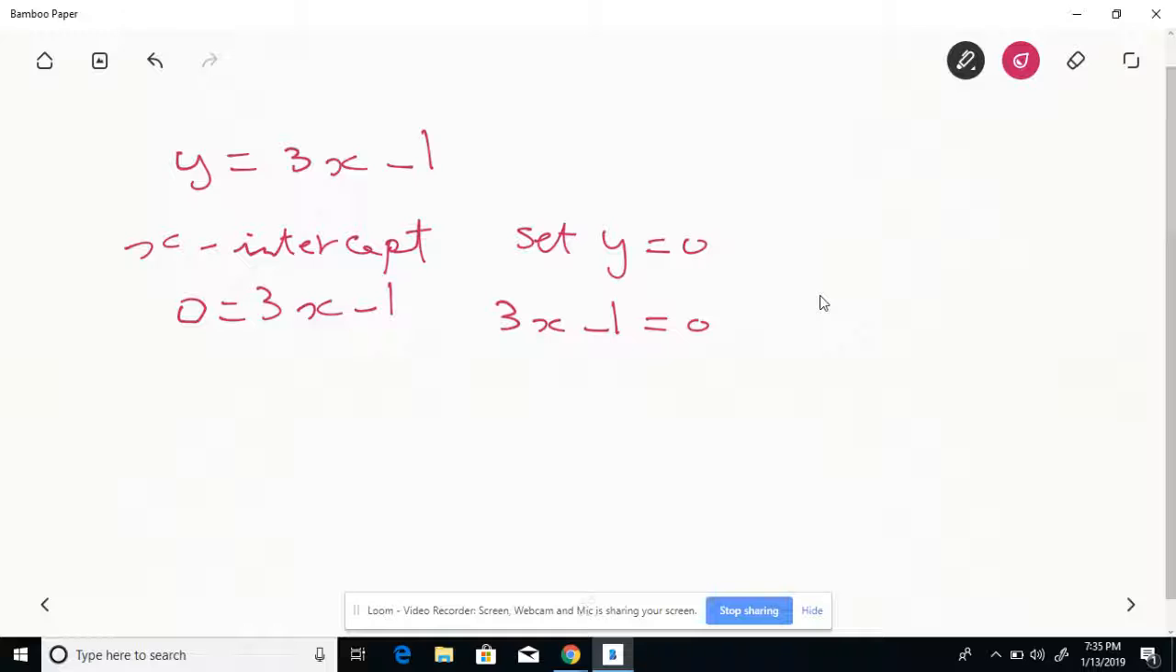We're looking for x. Here we move the minus 1 to the other side, and it becomes the opposite, which is 1. Then we divide by 3. So x is 1 over 3.